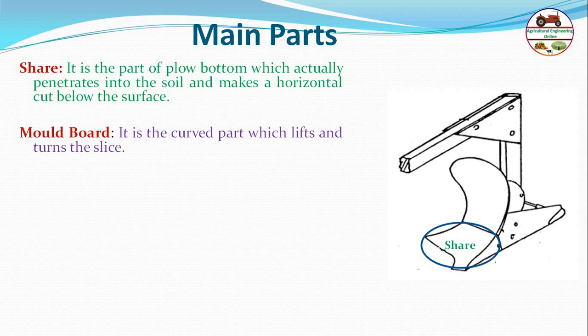Next, the mold board. The mold board is the curved part which lifts the soil and turns the slice. When the shear cuts the slice, it has to be carried away from the point of cutting. So it is the mold board, the curved portion, that does this. Curvature is very important. There are different types of plough having different curvature. Basically it lifts the soil and turns it to the side.